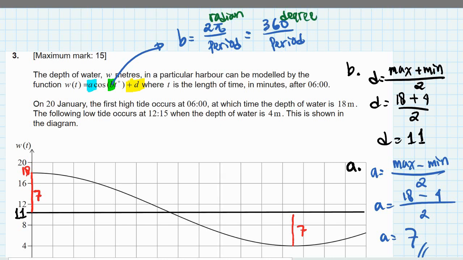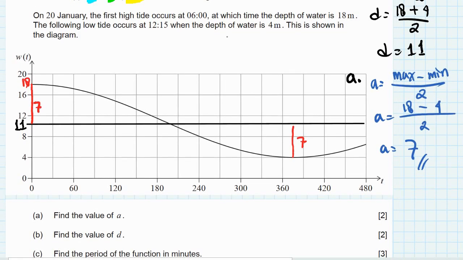Okay, so let's calculate the period first. What is the period? Period is the time taken for the graph to finish one wave. What is one wave? One wave is from up back to up again. So this is from the top.